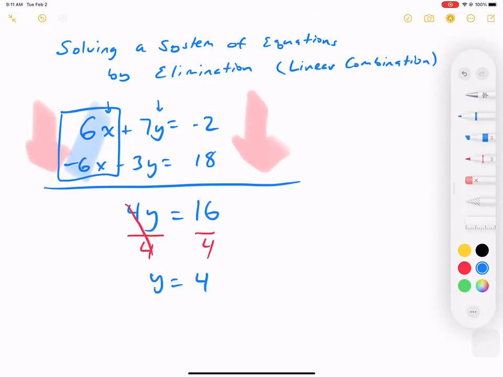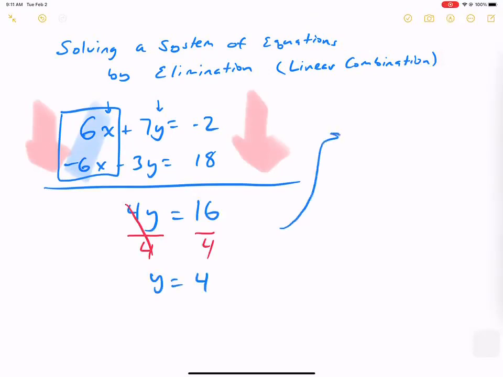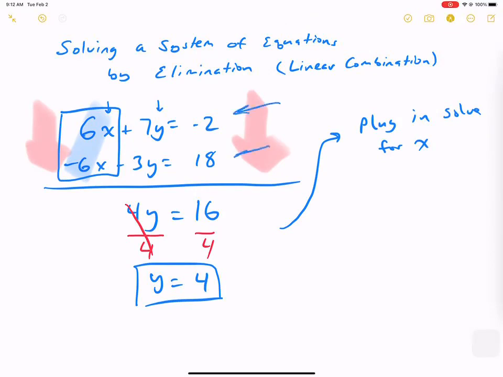Now, once we solve for one variable, we're going to go ahead and plug it back in. We're going to plug in and solve for x. Why x? Because we already solved for y. Once we have y, we need to find the other variable, x. Now, to solve for x, you get to pick either of these equations up here. You pick which one you think is easier. I'm going to do them both to prove to you that it doesn't matter which one we use.